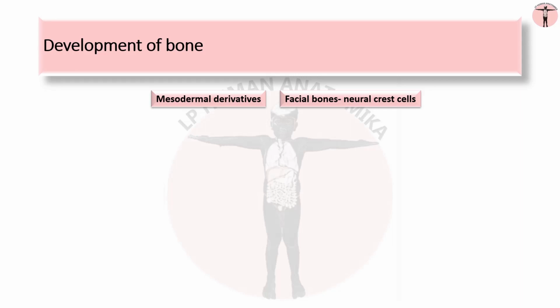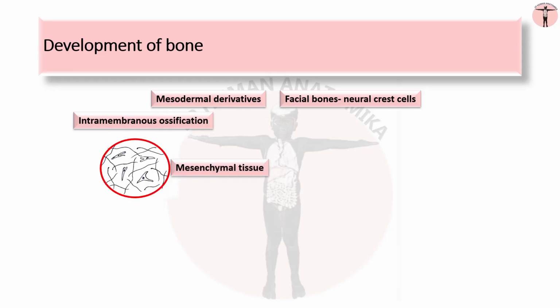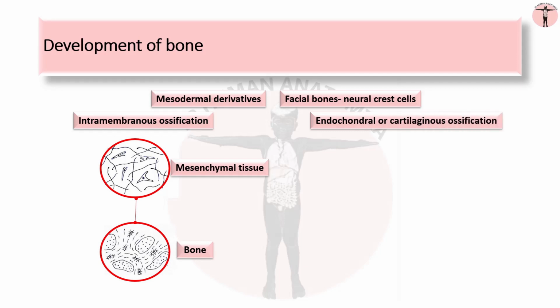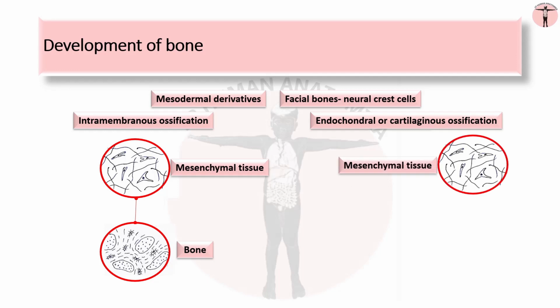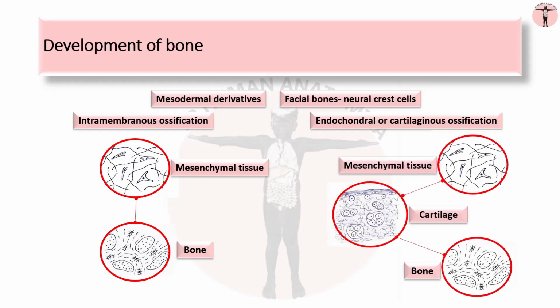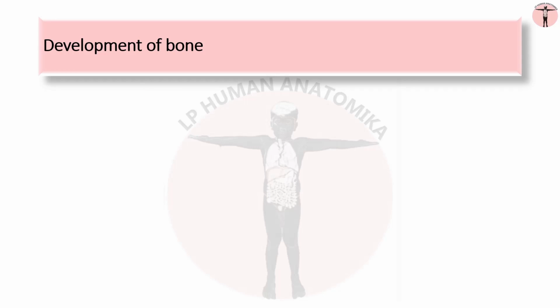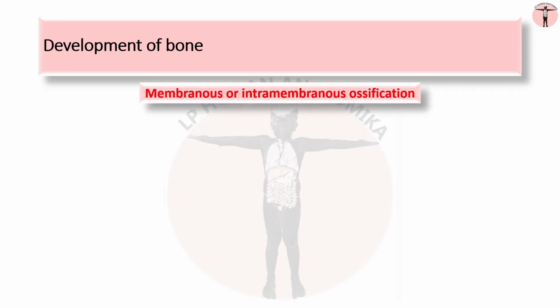As discussed earlier, the process of formation of bone is called ossification. Ossification in bones is of two types. Membranous ossification, that involves the direct conversion of mesenchymal tissue to bone. Endochondral or cartilaginous ossification, that involves the conversion of mesenchyme to a cartilage which is later replaced by bone. Now let us see the details of membranous or intramembranous ossification. As discussed in the previous slide, in intramembranous ossification, the mesenchymal tissue directly forms bone. This method occurs in bones forming the skull cap.